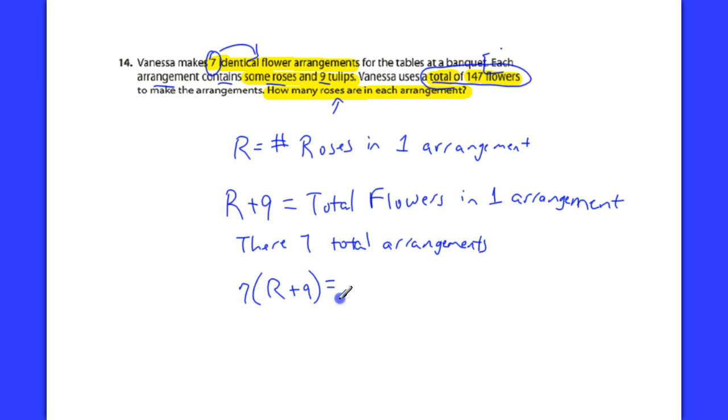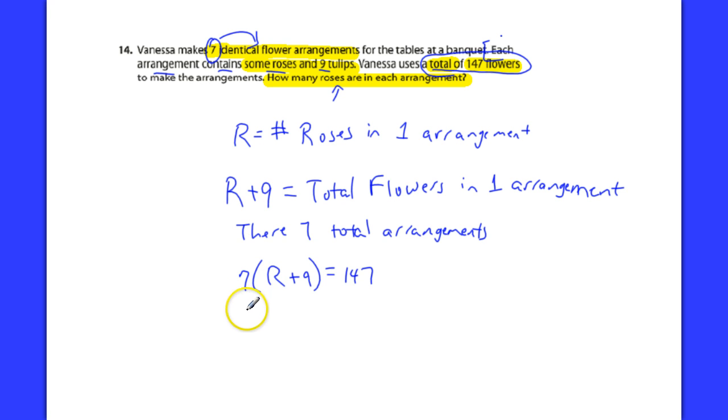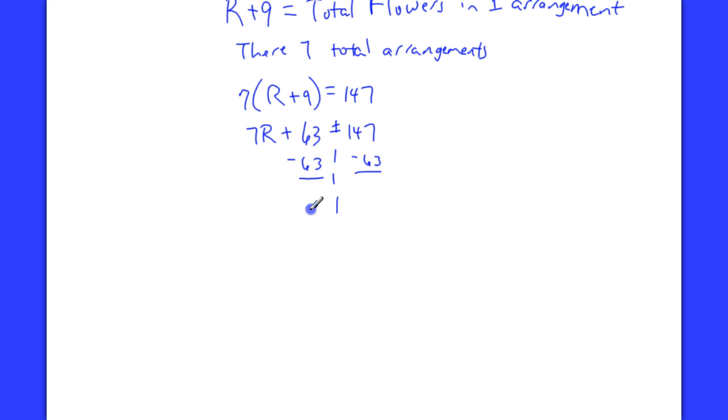If I have 7 times R plus 9, that's 7 total arrangements of R plus 9, which gives me 147 total flowers. So if I distribute now, I just have to solve like the problems we were doing before. 7R plus 7 times 9, and 7 times 9 is 63. That's equal to 147. Subtract your 63. Let's solve this equation now. You have 7R equal to 147 minus 63, which comes out to be 84. Divide that by 7.